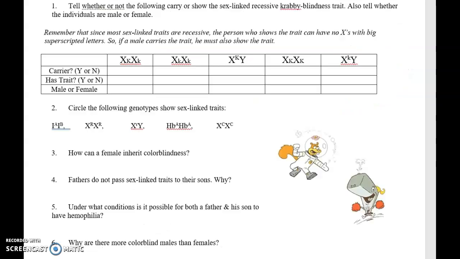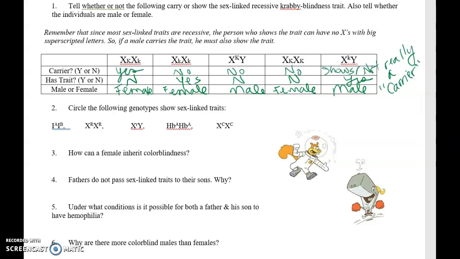For part 1 here, don't forget to read the instructions and the little reminder. What's a carrier? How do you know if they have the trait or not? What makes a male a male, a female a female? I'm going to fill in the chart here. Can you see the females versus the males? We're looking for the recessives to see if they have the trait or not. No, yes, no, no, yes.